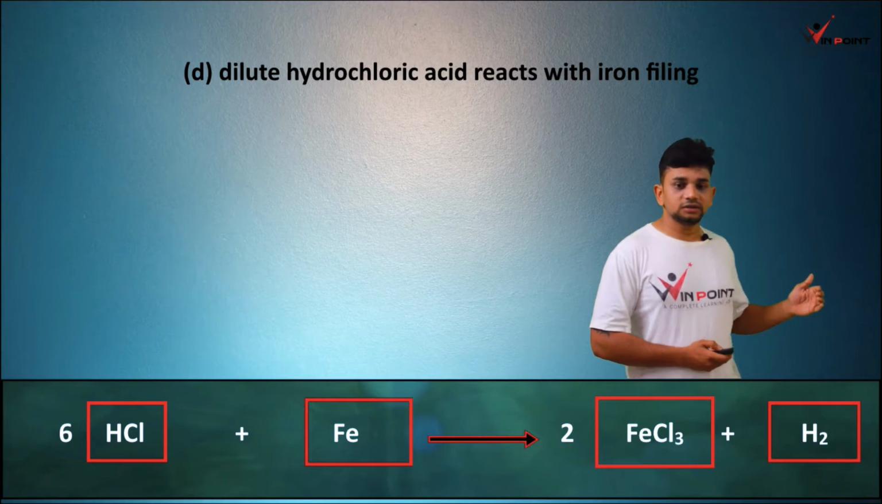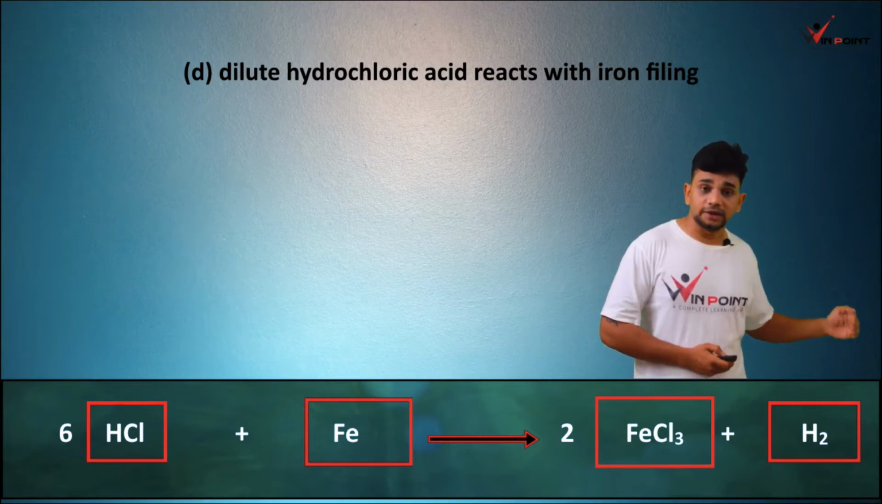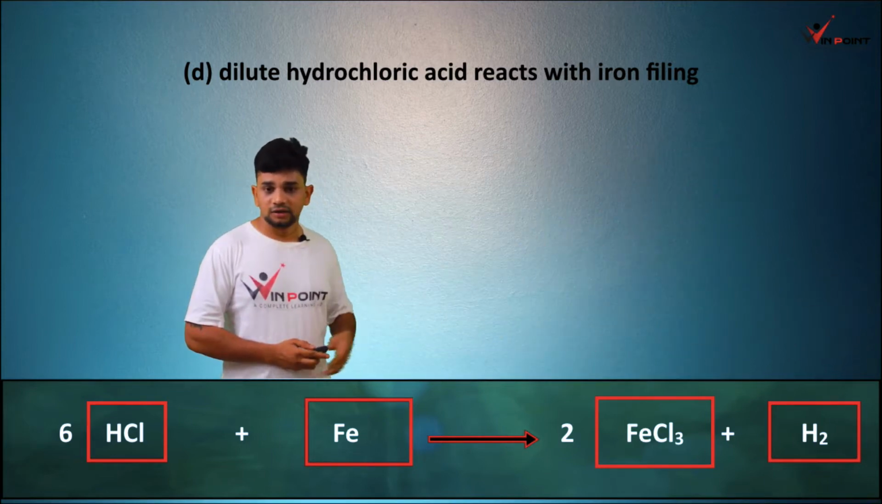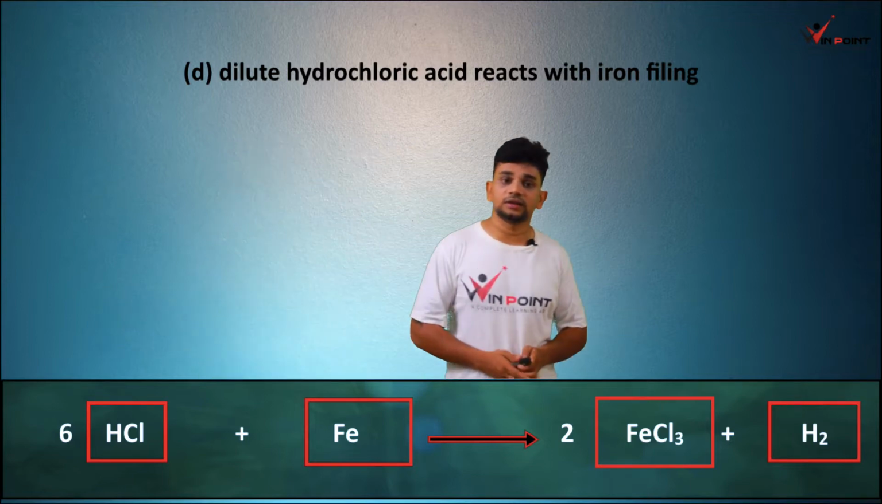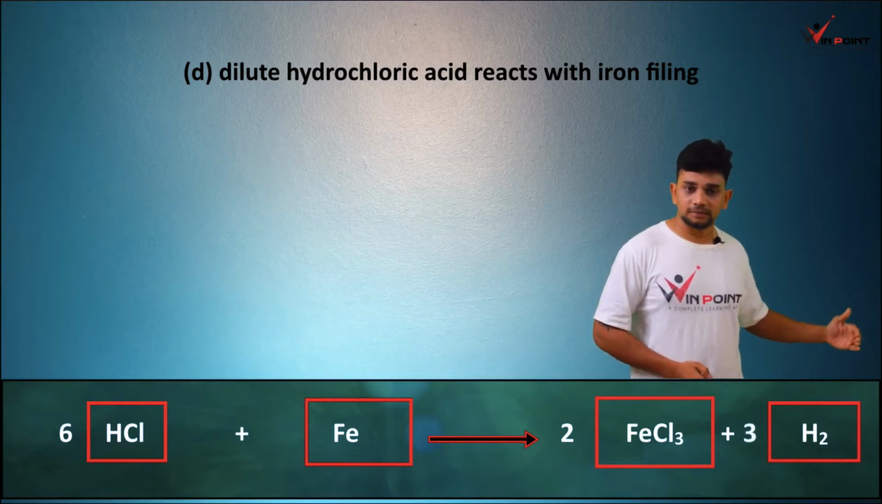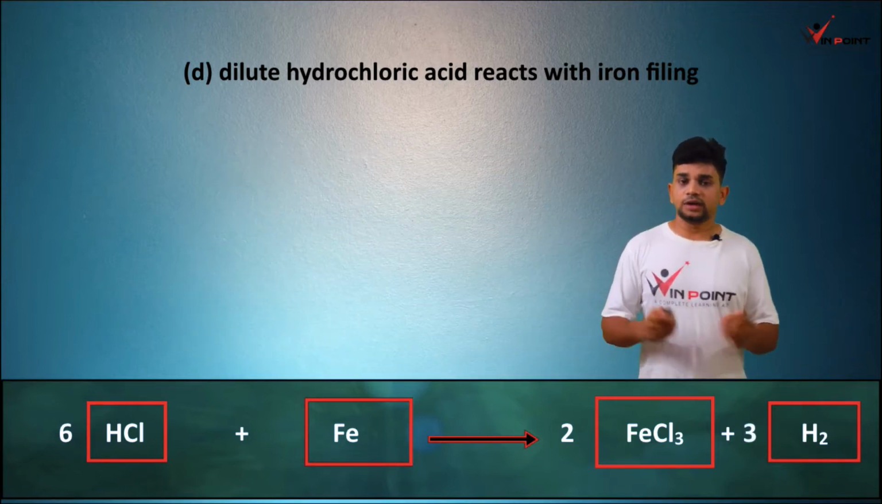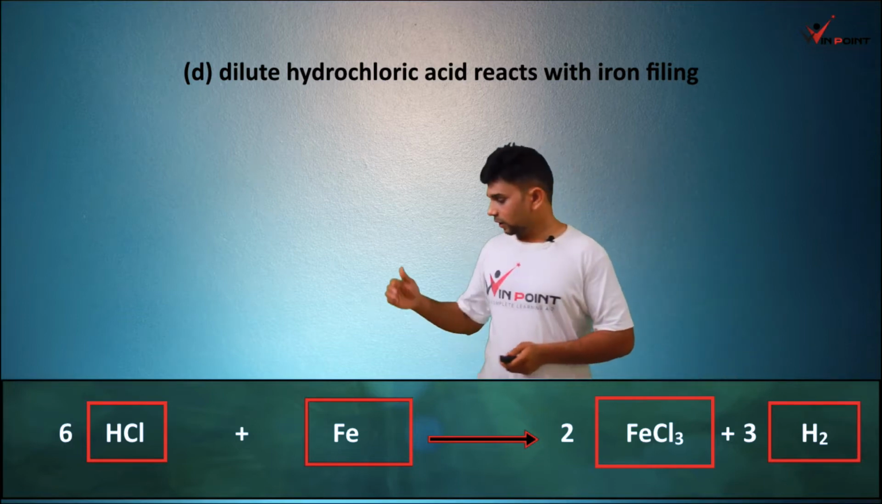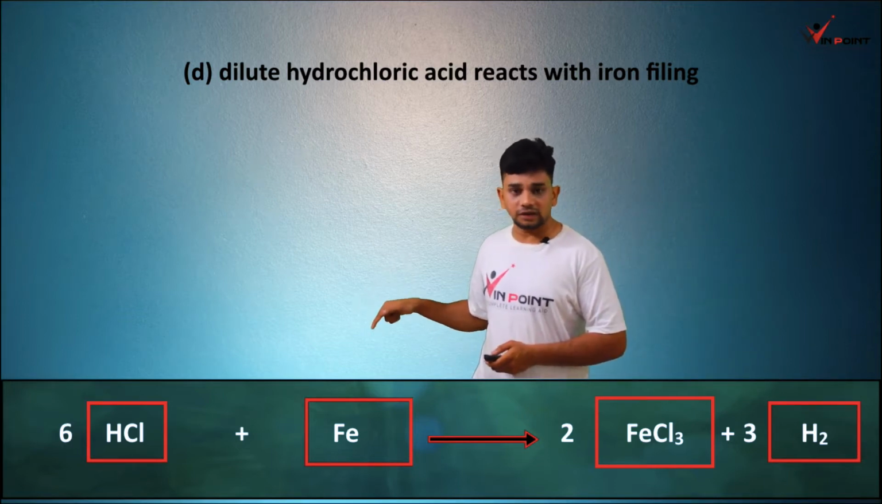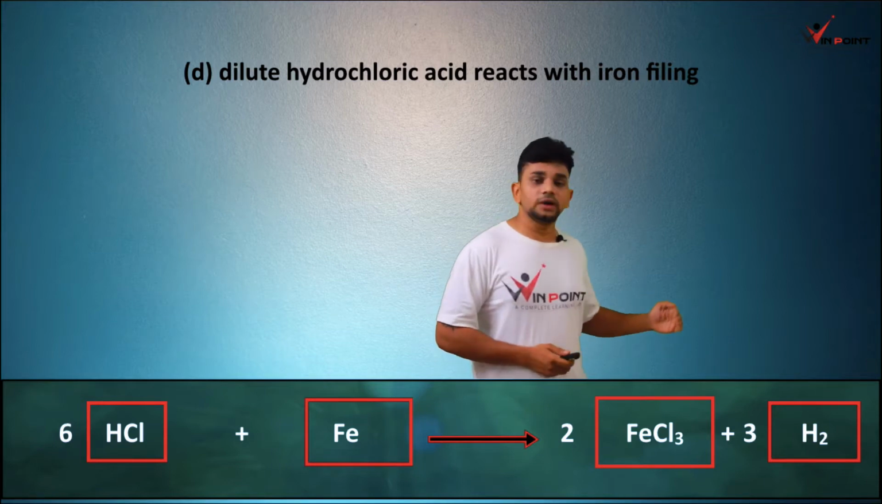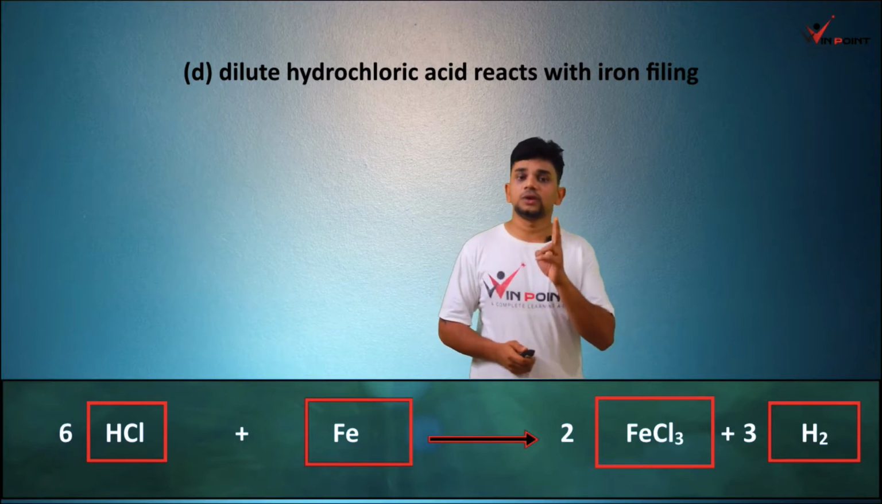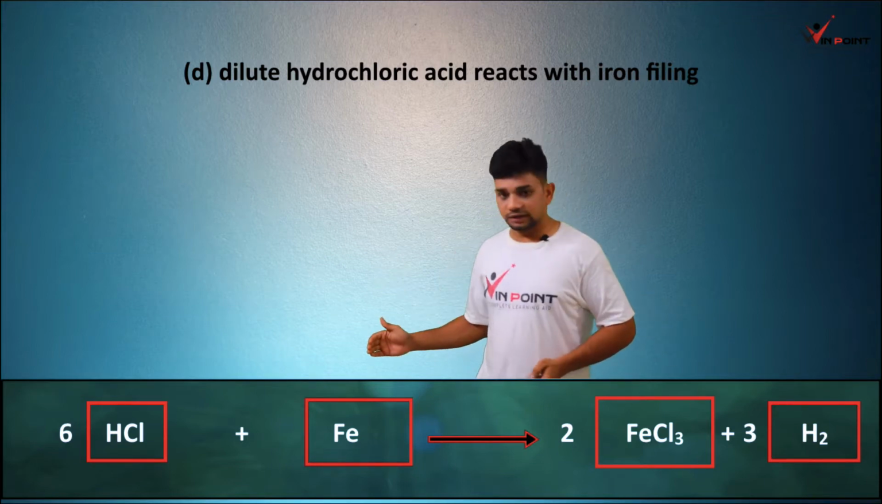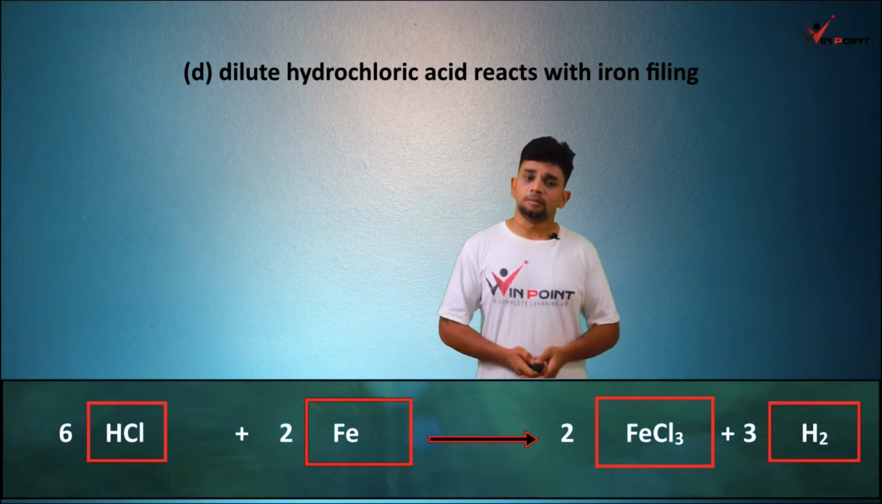How many hydrogen can you see here? It is H2. H2 means 2 hydrogen, right? And here it is 6 HCl. There are 6 hydrogen. So here we are adding a 3. Now it is balanced. Now we can count the number of iron. Here how many iron can you see? It is Fe, right? Only one iron. 2 FeCl3 means there are 2 iron. Here we can add a 2. It is a balanced equation.